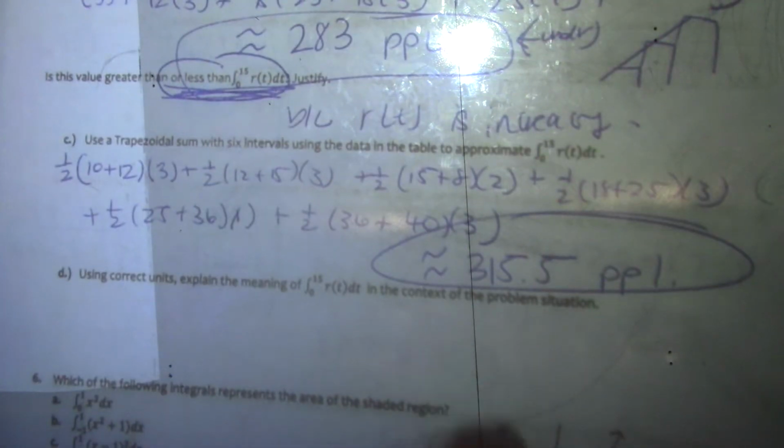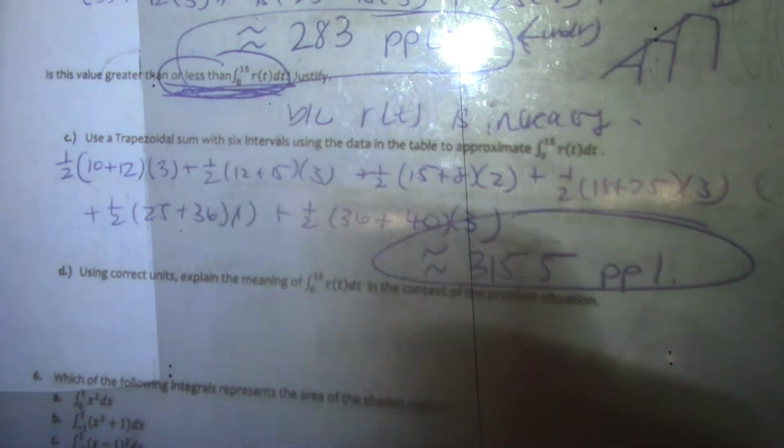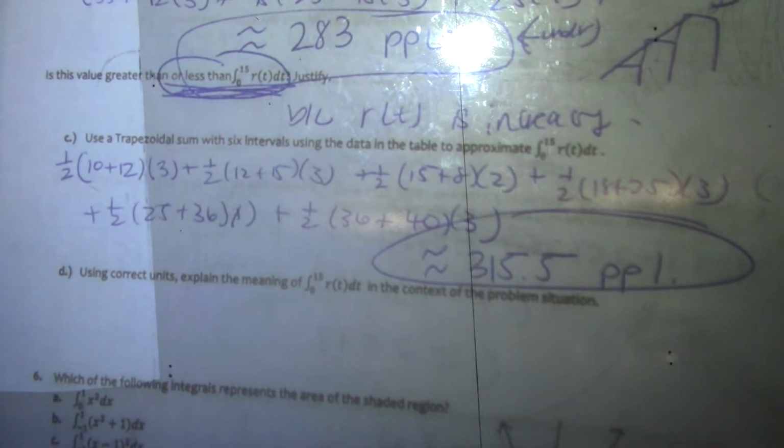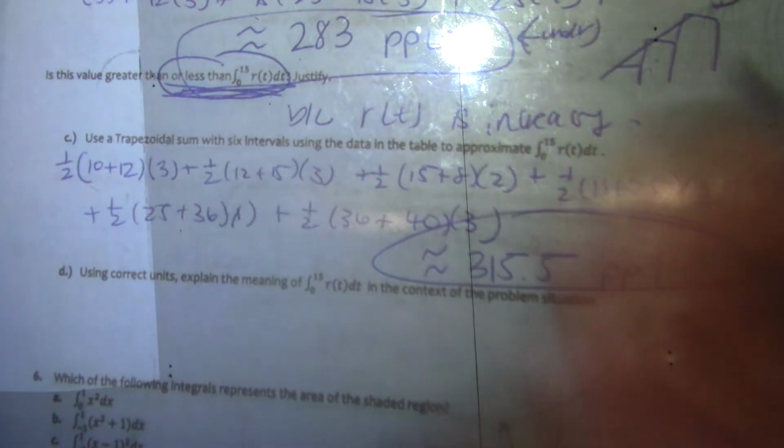Now, if you're like, you can't have half a person, that's okay. I'm not saying 315.5 people. I'm saying this approximation gave me this. It's an approximation, so it's not actually accurate.